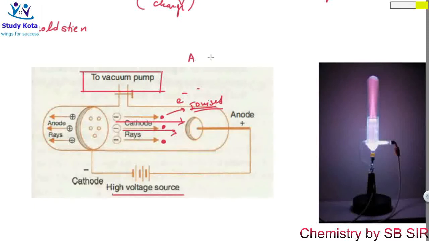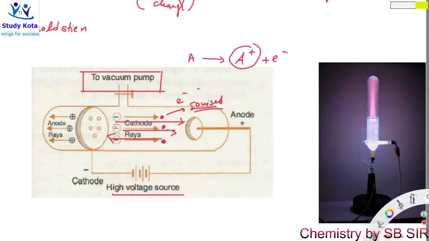After ionizing, suppose you have atom A, it will be ionized to form A plus and an electron. This positive charge particle started moving toward cathode, and he observed that due to the perforated cathode, some of these particles cross this cathode and strike the surface. When they strike the surface, they produce a red glow, which confirms that there are some particles being generated.